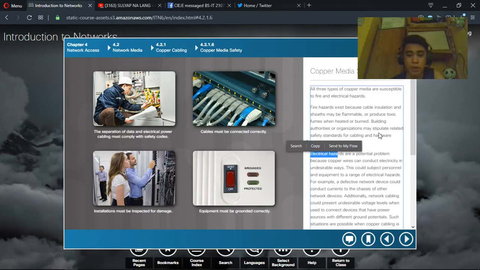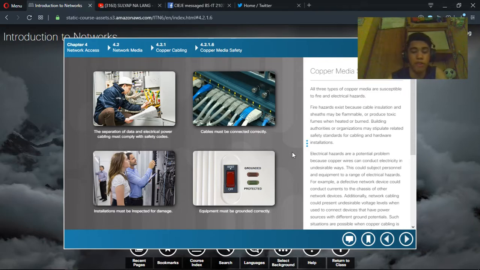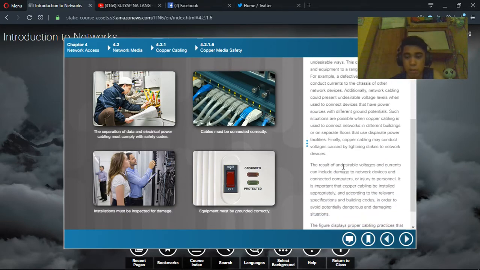Electrical hazards are a potential problem also because, as we know, copper media uses electrical pulses to deliver data. Electrical hazard is potentially a problem because the copper wire conducts electricity, and the result of undesirable voltages and current can include damage to network devices. That's why the equipment must be grounded correctly to avoid damage to the network devices and connected computers, or injury to personnel or to a network engineer who is working.